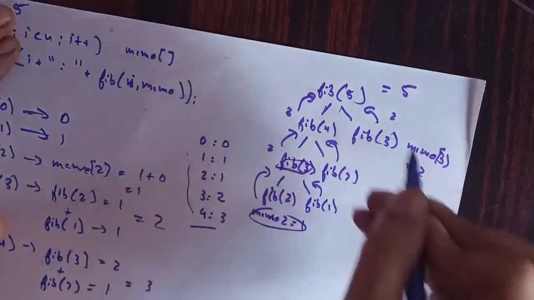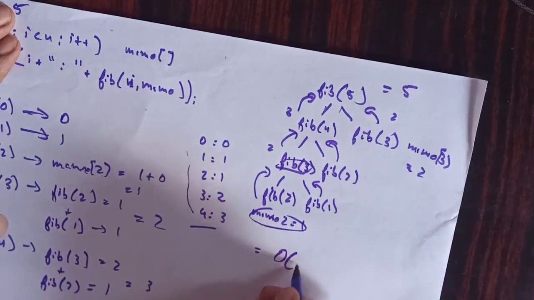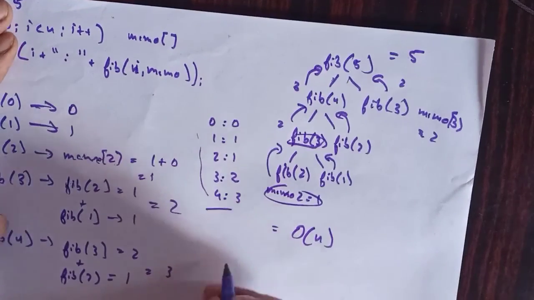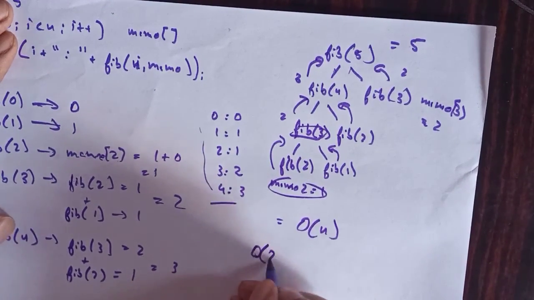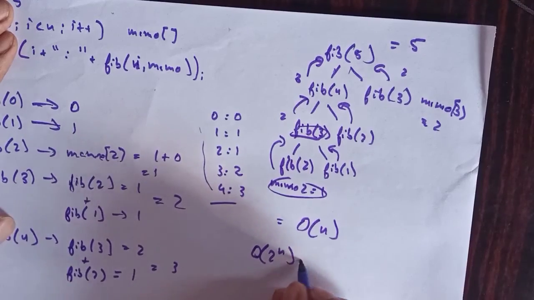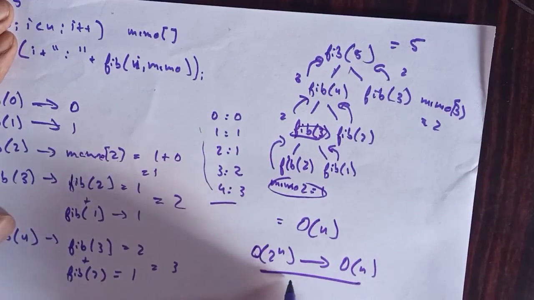The execution or the runtime complexity of this program is simply big O of n. And in this way we have converted an algorithm from big O of 2 to the n to big O of n, which is a much smaller, much faster approach.